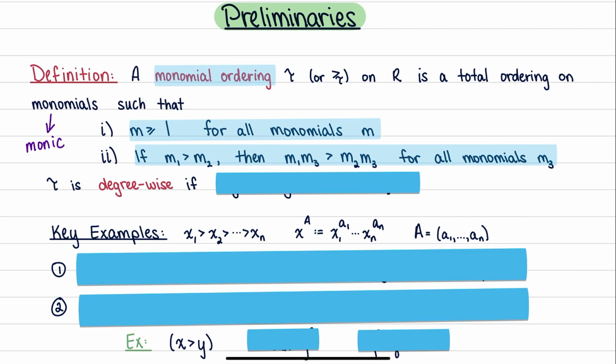But if we satisfy this third property, then we call our monomial ordering degree-wise. And this property says that my monomial ordering respects the standard grading. So if you hand me two monomials of different degree, the one with the larger degree is going to be larger under my ordering every time. And this is what it means for a monomial ordering to be degree-wise.